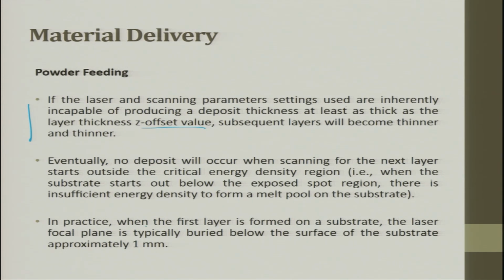In practice, when the first layer is formed on the substrate, the laser focal plane is typically buried below the surface of the substrate approximately 1 millimeter, buried below. So, we are just trying to play with the height, make sure between two layers there is proper enough gradient, melt pool happens on the top and heating happens on the bottom, and when the next layer comes there is a shift in the layer.